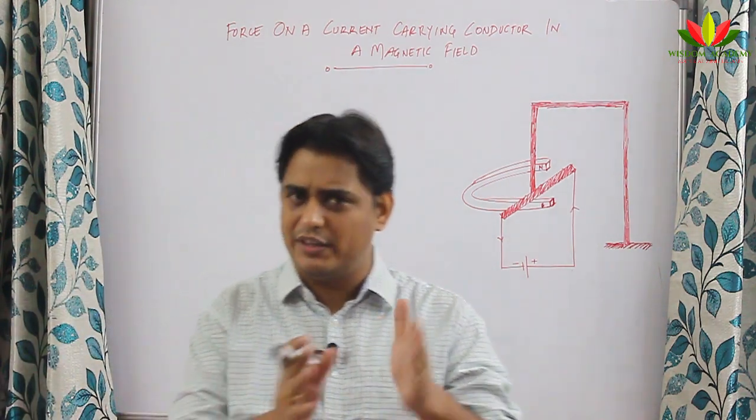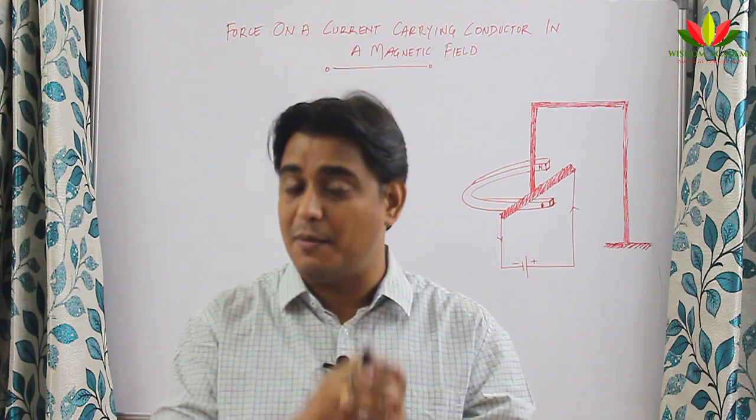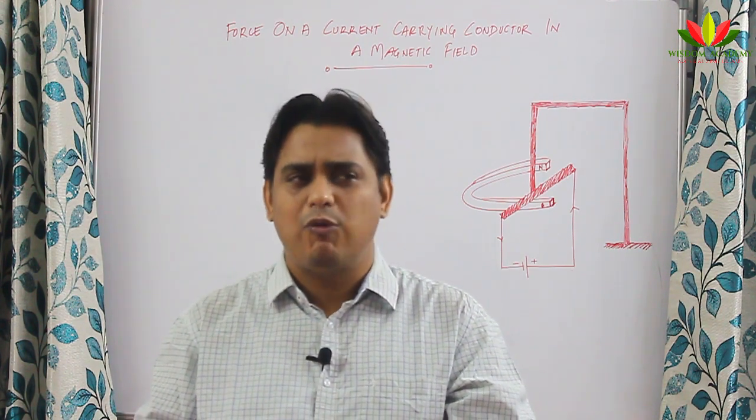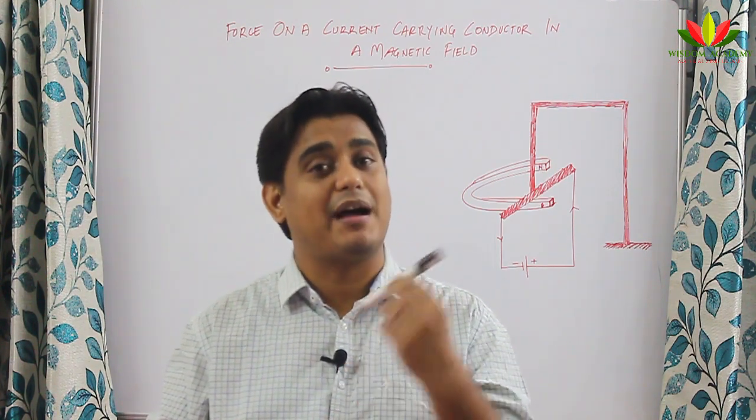So now you have understood that whenever a conductor is carrying current, it will produce a magnetic field around it. What happens if a current carrying conductor is placed in a magnetic field?